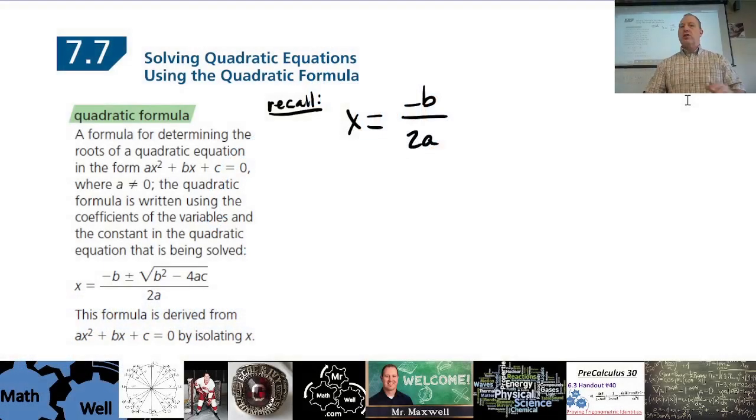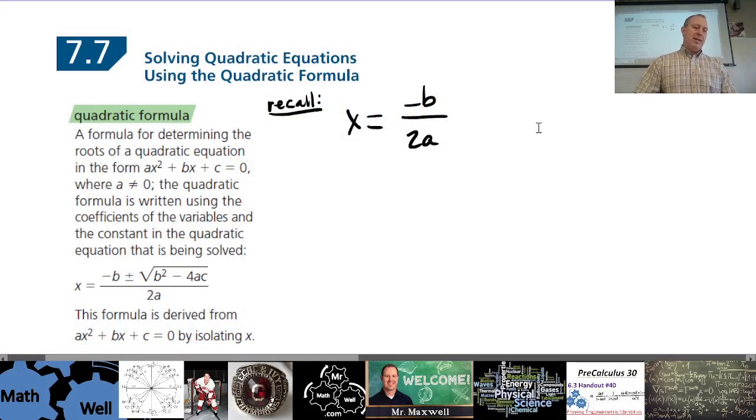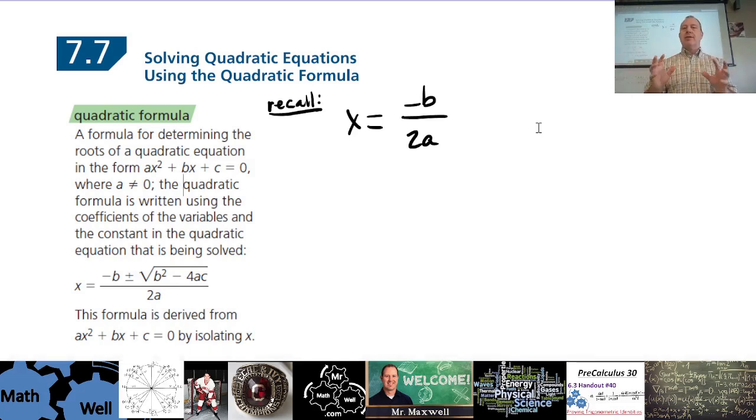Okay, Foundations of Math 20, this is 7.7. Guys, quadratic formula. This is super, super important. So you guys are in grade 10 here now. As you move through grade 11, grade 12, university, you're going to be using this. Anytime you do math, you'll be using this.